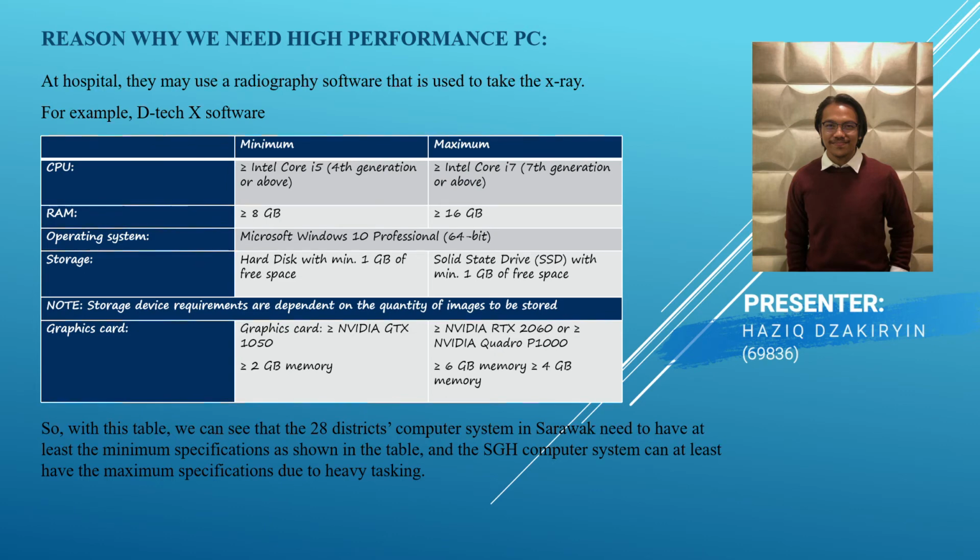Storage hard disk with minimum 1 GB of free space. Note that storage device requirements depend on the quantity of images to be stored, so the more images, the more free space needed. The minimum graphic card for this software to run is NVIDIA GTX 1050 with more than 2 GB memory. With this table, we can see that the 28 district computer systems in Sarawak need to have at least the minimum specification as shown in the table, and the SGH computer system can at least have the maximum specification due to heavy tasking. Thank you.